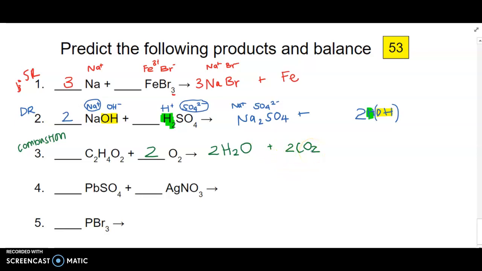Number 4, I have 2 different compounds, and so those are going to come together to form 2 new compounds, which means number 4 is also a double replacement. So I'm going to break it apart, Pb and SO4. I know that SO4 is a 2- charge off of my reference sheet, which means Pb must be a 2+ because they're in a 1-to-1 ratio.